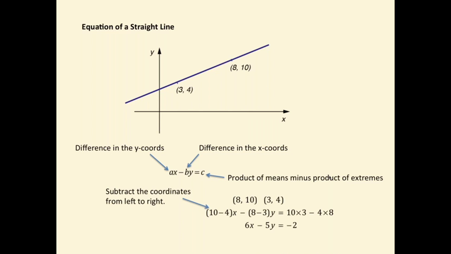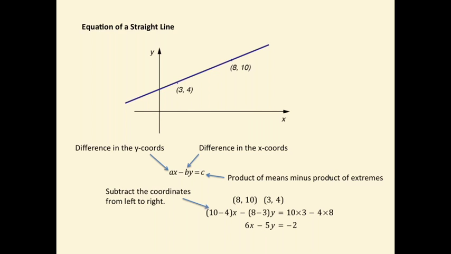So in this case, we set out the coordinates 8, 10, 3, 4, and it's easiest if we put the larger numbers first. Subtracting in the same direction, the difference in the y coordinates is 10 minus 4, giving 6. The difference in the x coordinates is 8 minus 3, giving 5. Then applying the rule, the product of the means minus the product of the extremes, 10 times 3 minus 4 times 8 gives minus 2.